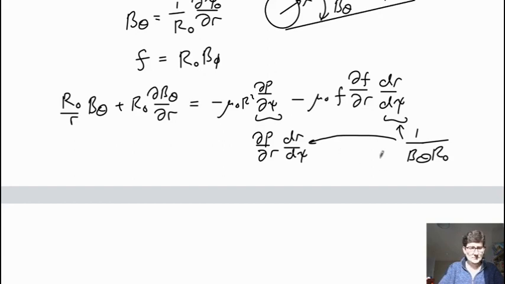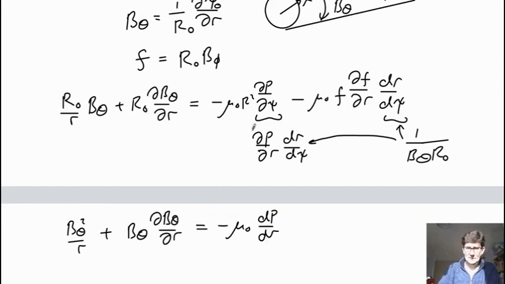by r naught. And so what we have is, we end up with a b theta squared over r, so that's coming from here, and then multiplying through by this b theta. And we have a b theta, so it's come from this term here. So this has come from this derivative with r. We've multiplied through by b theta and divided by r squared.